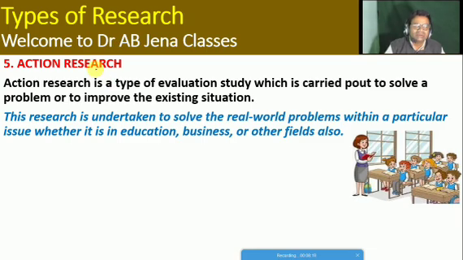So next, one type of research is what? That is action research. So friends, action research is a type of evaluation study which is carried out to solve a problem or to improve the existing situation. This research is undertaken to solve real-world problems within a particular issue, whether in education, business or any other field also.